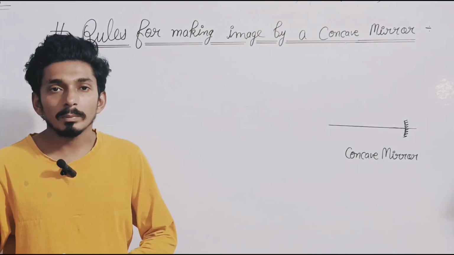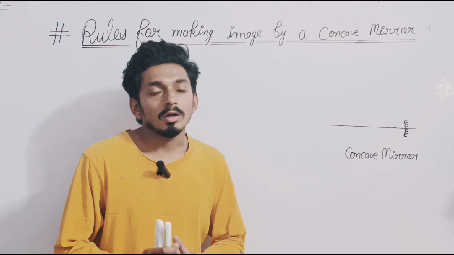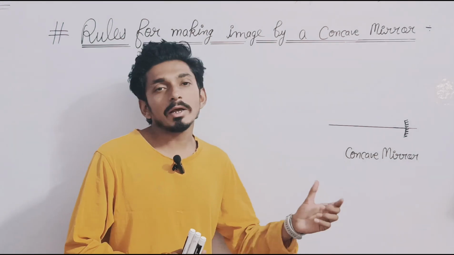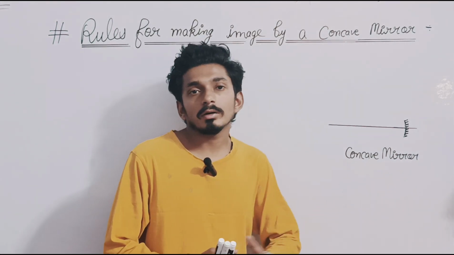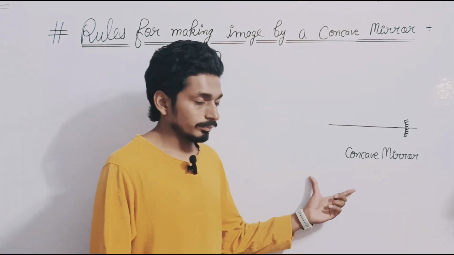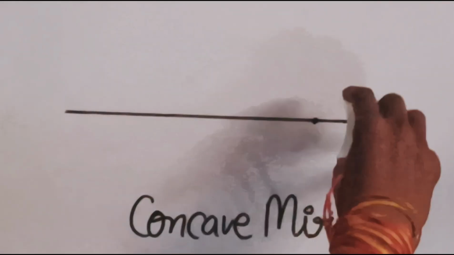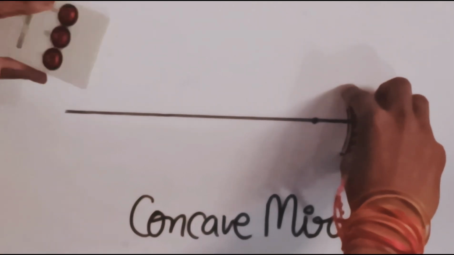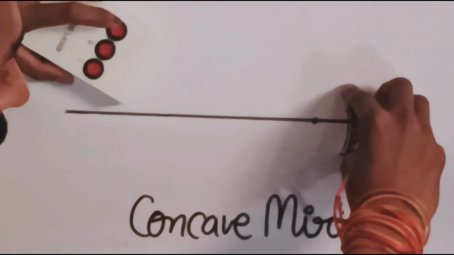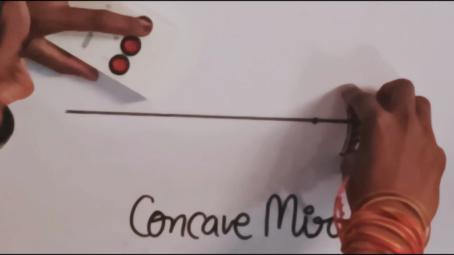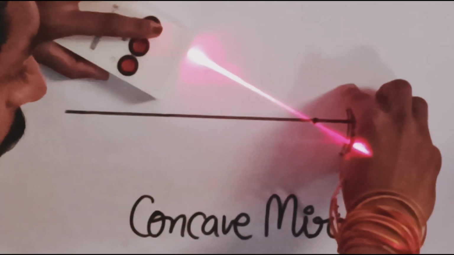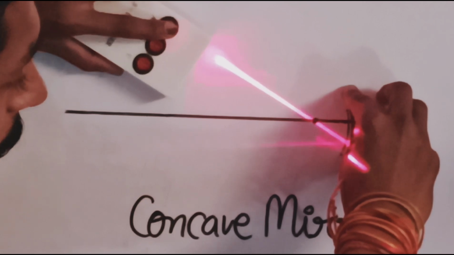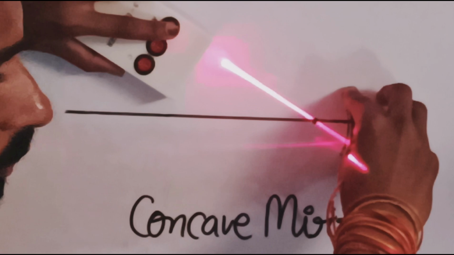Now we discuss our rule number two. When the incident ray passes through the focus and strikes the concave mirror, then what happens? First of all, we fix the concave mirror in this position. After that we strike the incident ray in such a way that it passes through the focus. Then we can see that after reflection it is parallel to the principal axis. Yes or no?